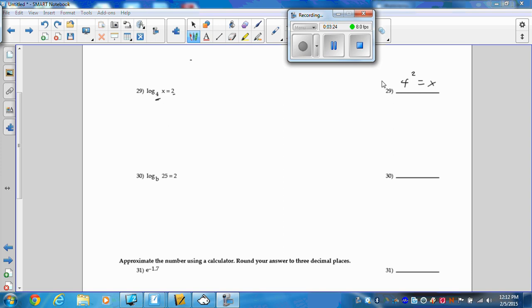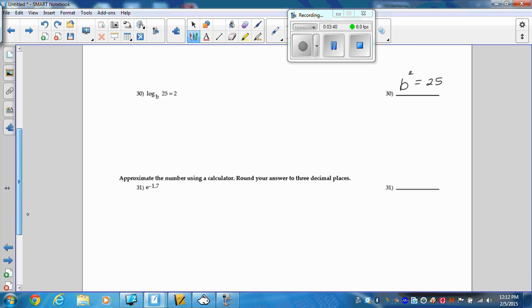So question number 30. This is b, and the 2 comes from here, equals 25. So again, we don't need to solve this, even though it would be easy to do. We simply need to rewrite it.